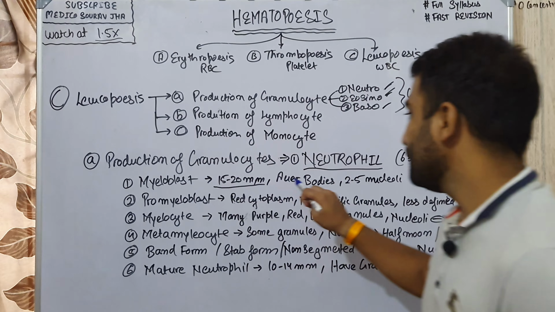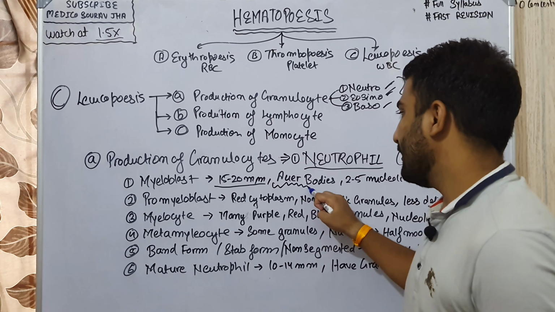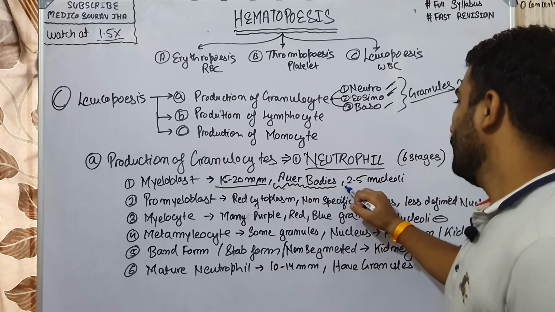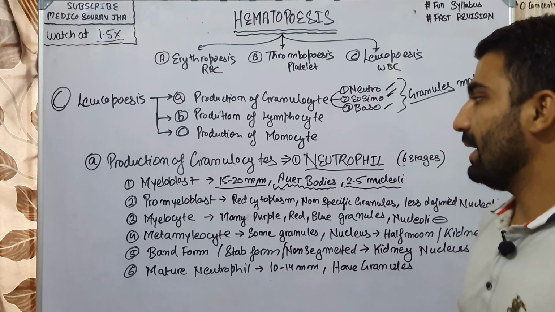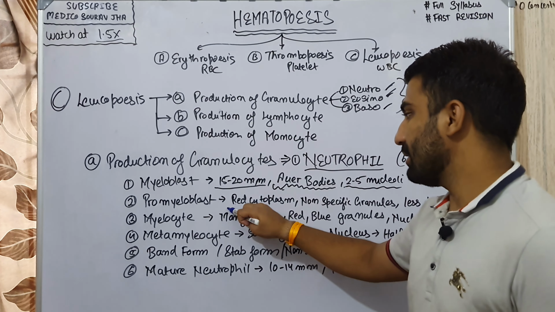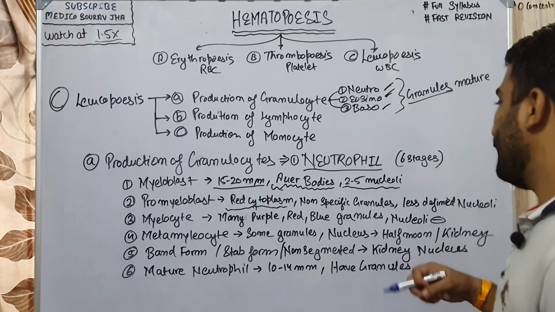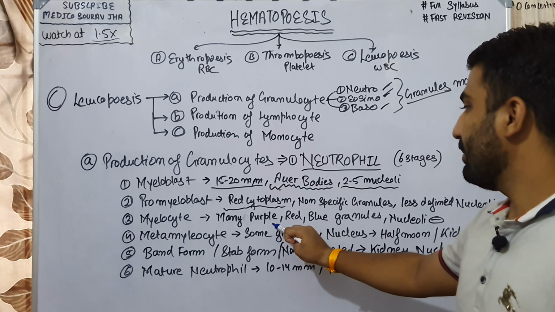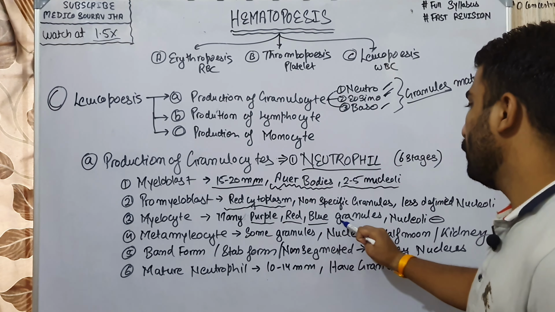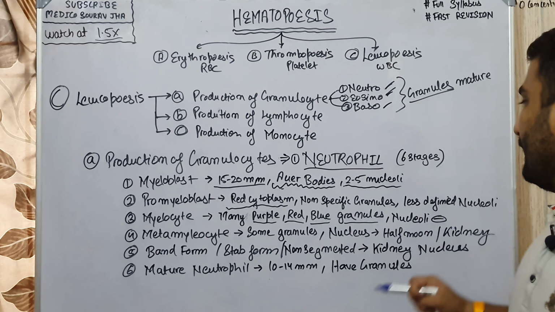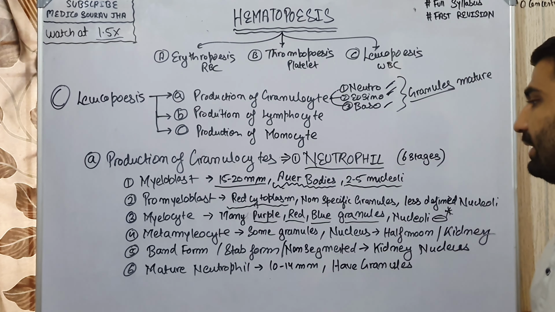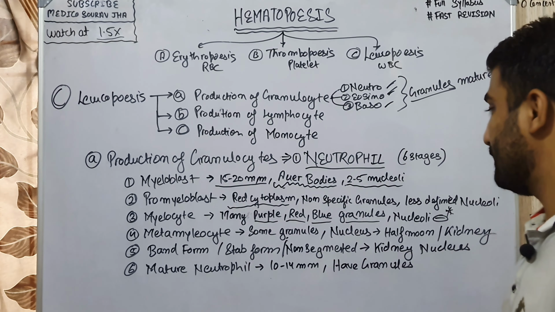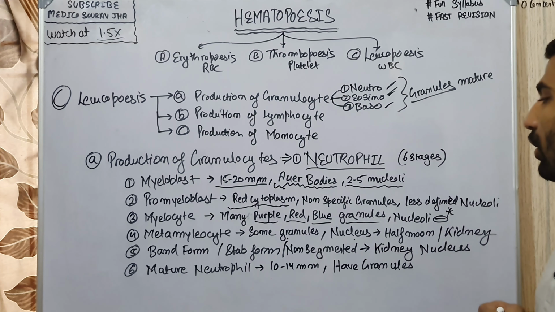Okay, so myeloblast, the main point here is it has these bodies, 2 to 5 nucleoli. Promyeloblast has red cytoplasm, non-specific granules, and less defined nucleoli. Myelocyte has many purple, red, blue granules, and nucleoli is absent here. Metamyelocyte has some granules seen, and the nucleus is half moon shaped or kidney shaped.